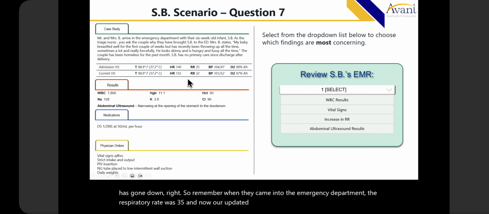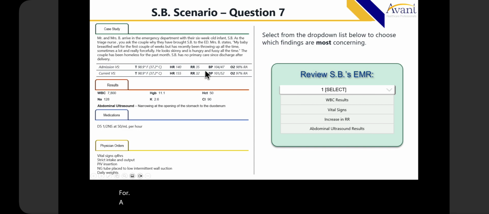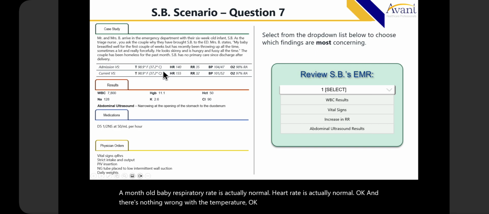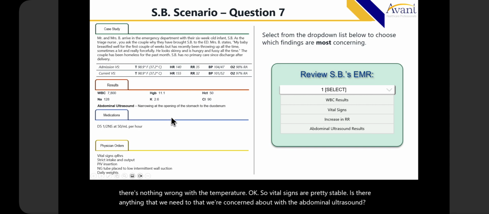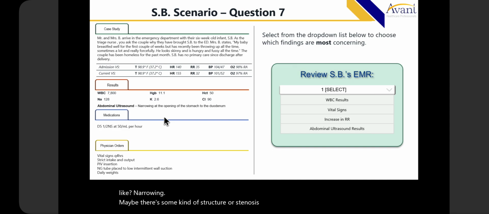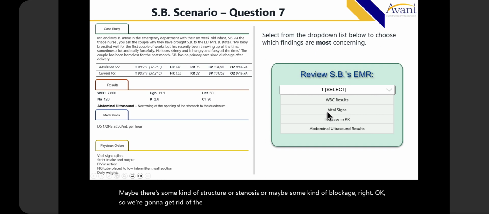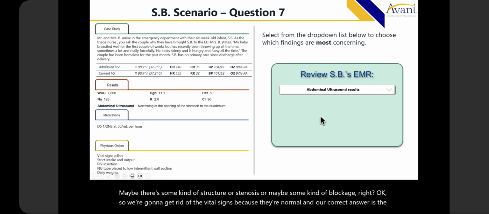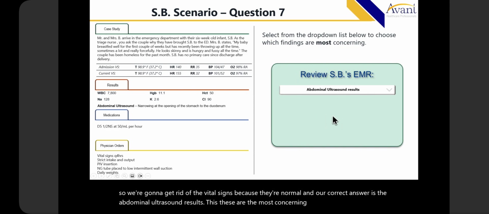For vital signs, our O2 is good. Our blood pressure is pretty normal for a month-old baby. Respiratory rate is actually normal. Heart rate is actually normal, okay? And there's nothing wrong with the temperature. So vital signs are pretty stable. Is there anything that we're concerned about with the abdominal ultrasound? Yes, right? It says there's narrowing at the opening of the stomach. What does that sound like, narrowing? Maybe there's some kind of stricture or stenosis or maybe some kind of blockage, right? So we're going to get rid of the vital signs because they're normal. And our correct answer is the abdominal ultrasound results. These are the most concerning findings.